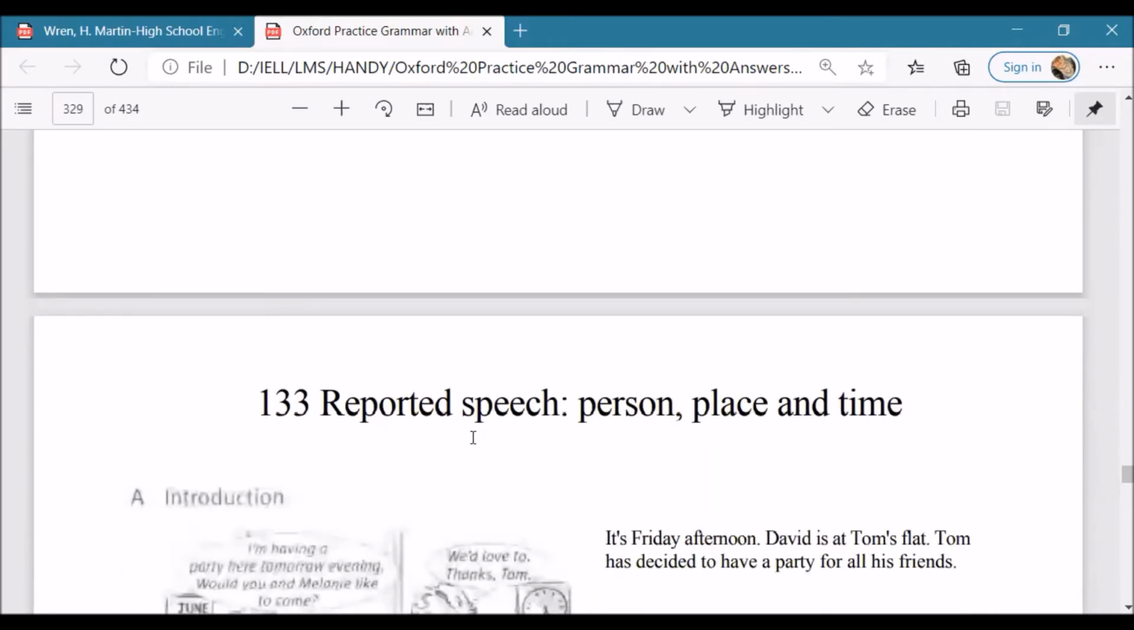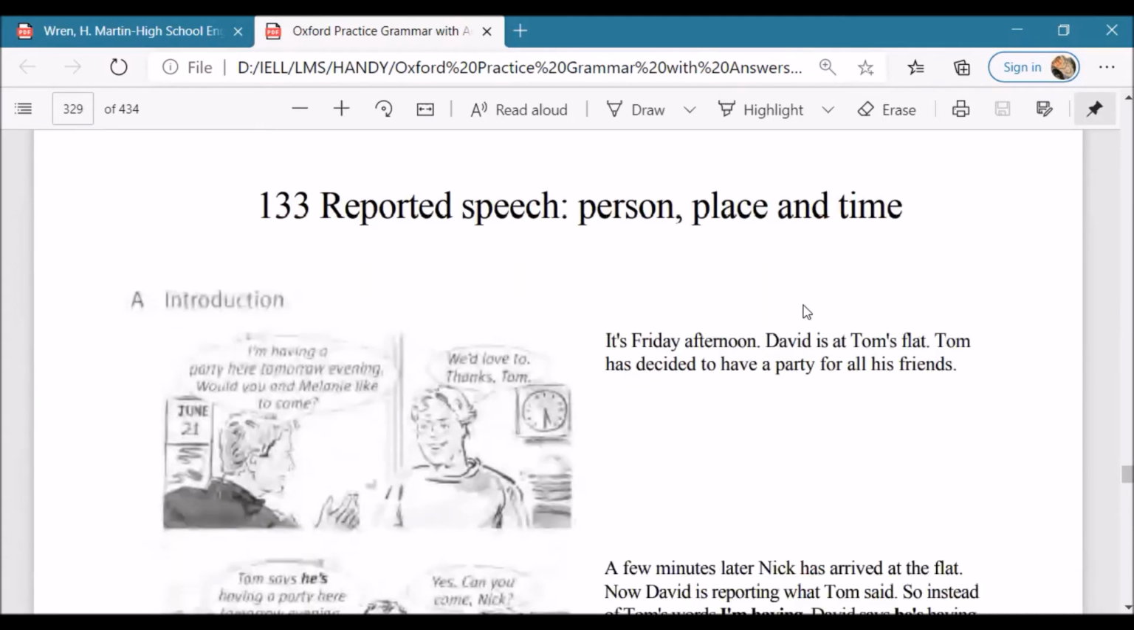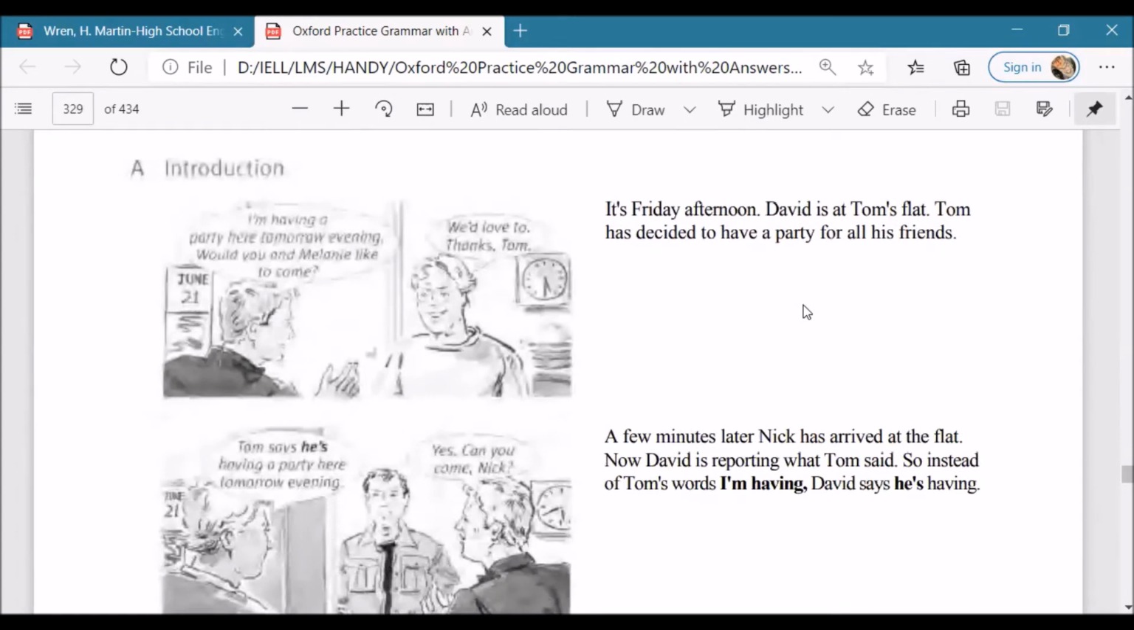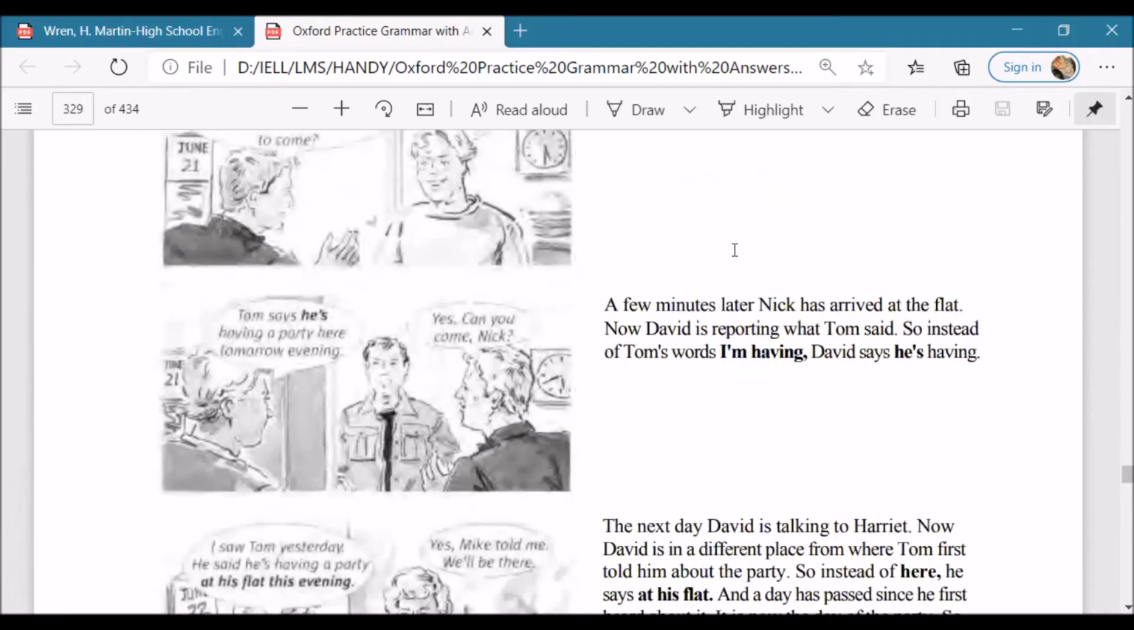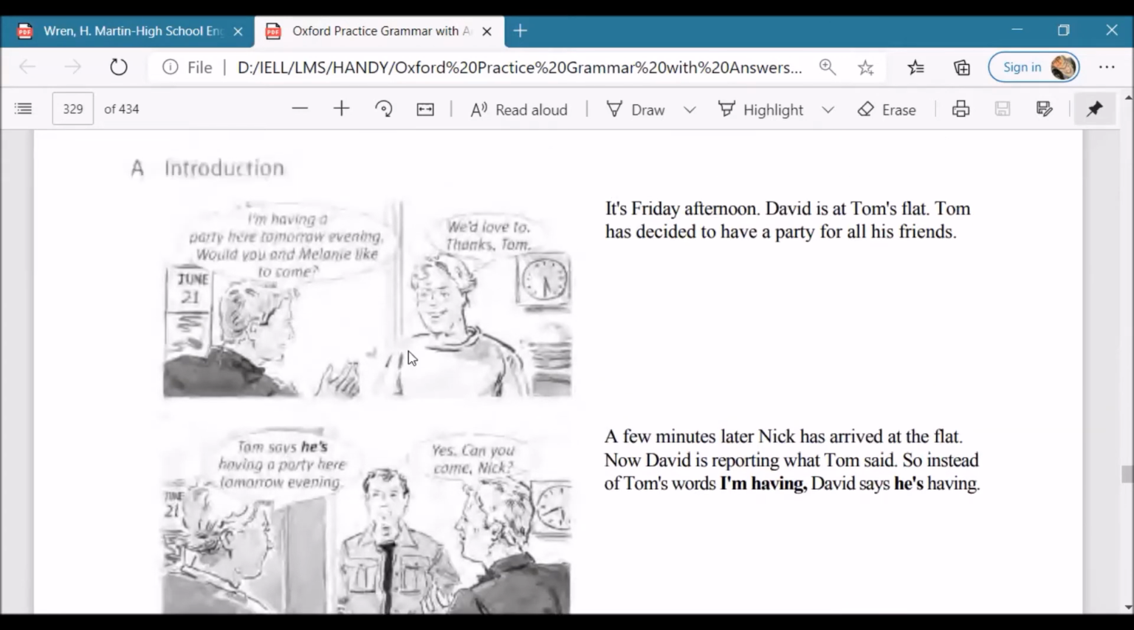Now here in reported speech, we talked about how we have to make changes in person, place, or time. So these are some changes, and how we would make these. So here's a conversation. It's Friday afternoon and David is at Tom's flat. Tom has decided to have a party for all his friends. A few minutes later, so here we have a conversation, if you could read, between probably David and Tom. Okay, a few minutes later, Nick has arrived at the flat.